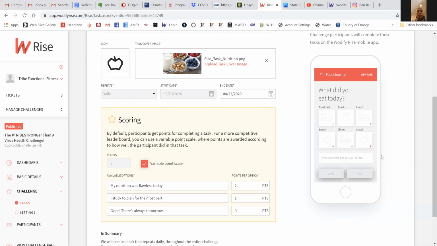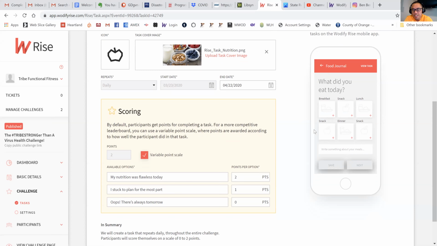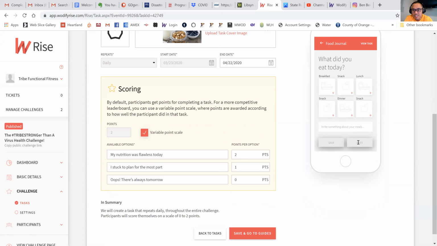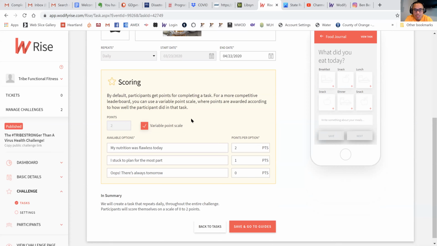So that's the food journal. Once you finish filling out your food journal for the day, you can even add some notes underneath if you want. Once you are done, click next, and it will take you to this question. It'll ask you, how was your nutrition today?